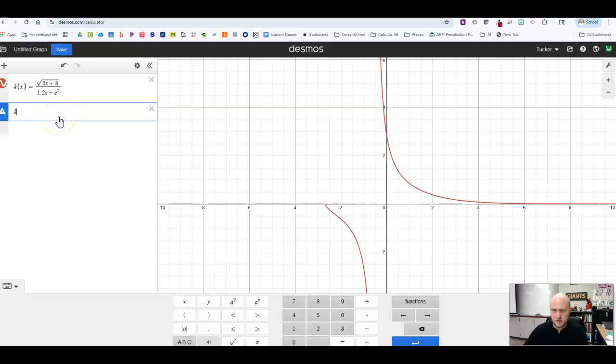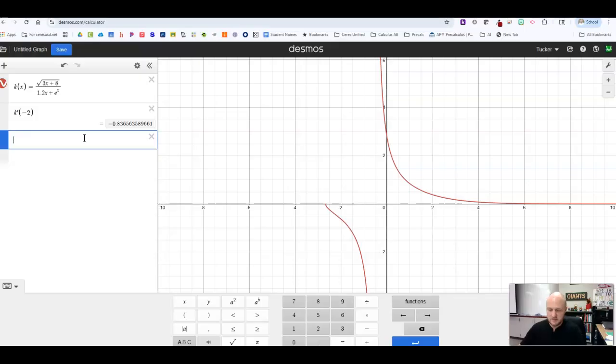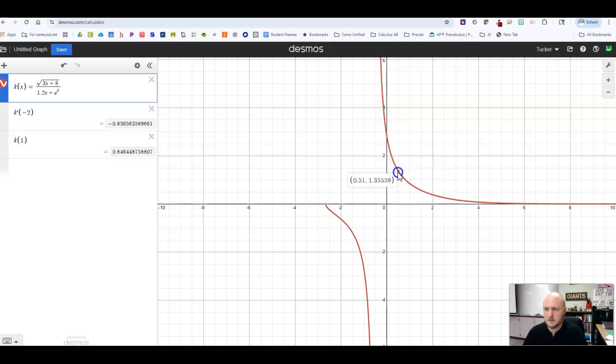So now I want the derivative. Okay, well, just use math notation. K apostrophe, we enunciate that k prime, of -2, and boom, there is our value, -0.837. Okay? What if I just want a function value? Like, what's k of 1? Well, type it in. It will give it to you. K of 1 right here is equal to that value, 0.846 according to this here.